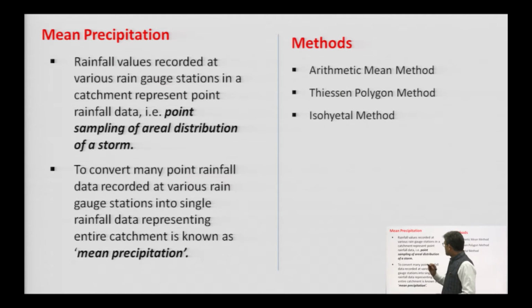First of all, mean precipitation is the representative of the rainfall over a catchment area. We have three methods to calculate the mean precipitation: arithmetic mean method, Thiessen polygon method, and isohyetal method. First of all, let us come to the arithmetic mean method.